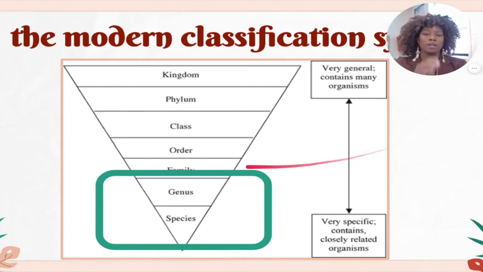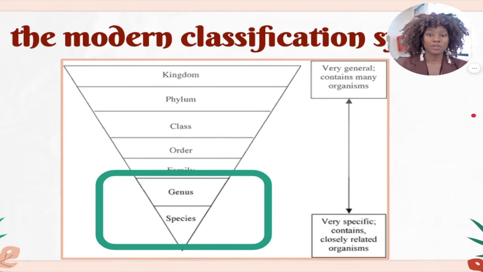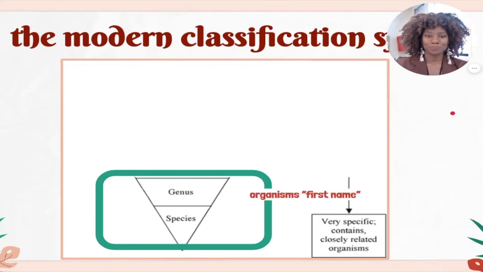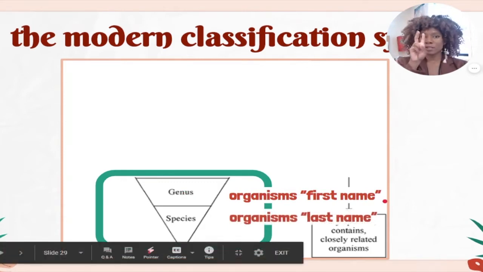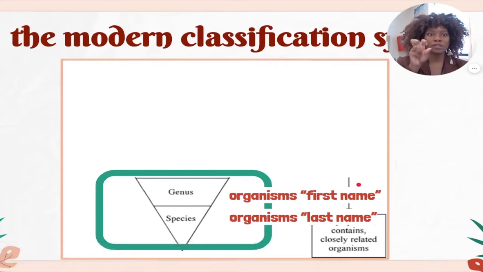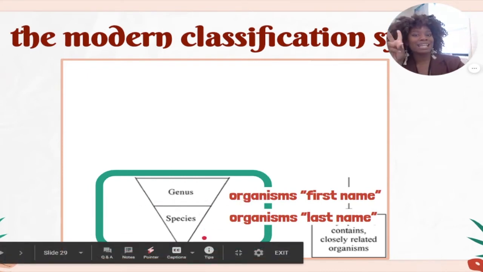Okay, so let's look right here. These two levels down here are very interesting. That's why I circled them. So the genus is going to be the organism's first name. Notice I put that in quotes. It's not really called the organism's first name, but it's a great way of remembering it. So the genus is the organism's first name, while the species is going to be the organism's last name.